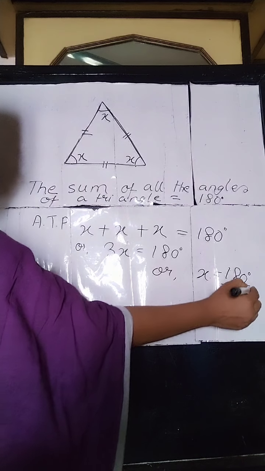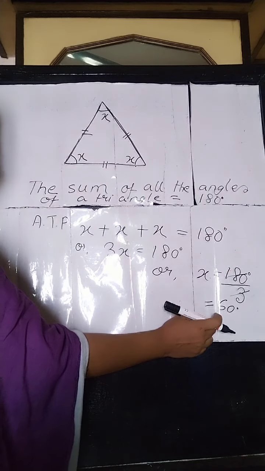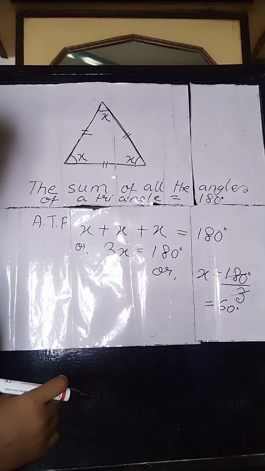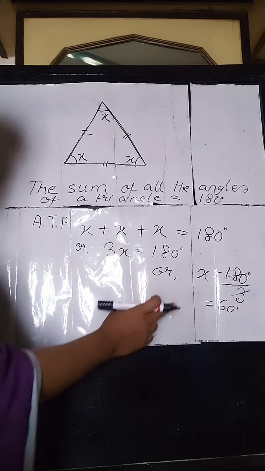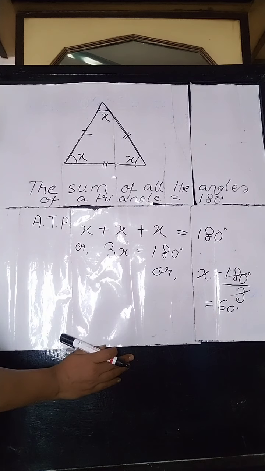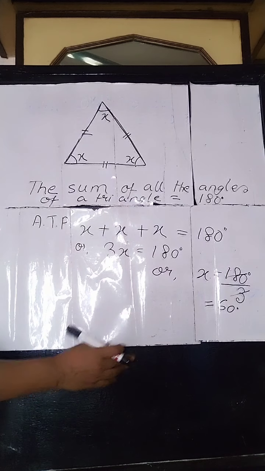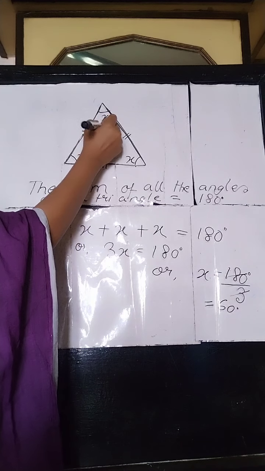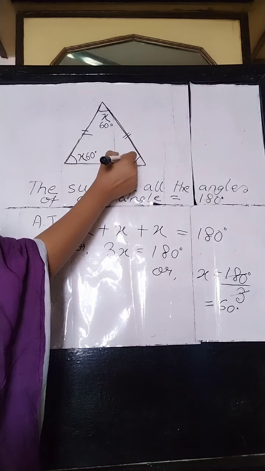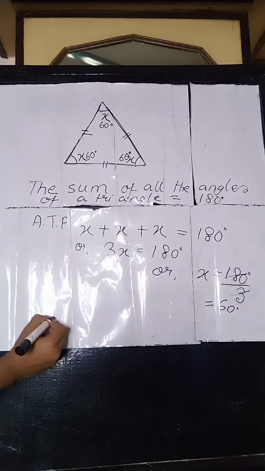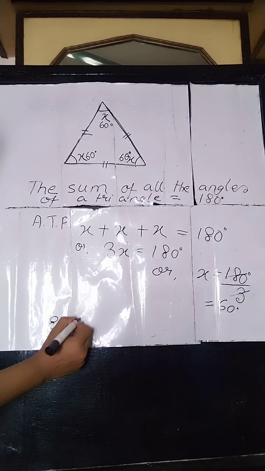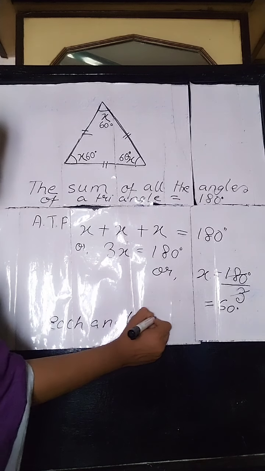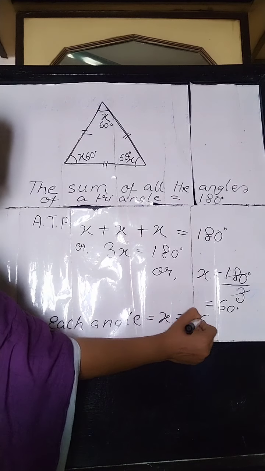If you cancel this, you are going to get 60 degree. So x is equal to 60 degree we are getting. Therefore, each angle value is 60 degree, because all the angles are equal. So each angle of this triangle, which is x, is equal to 60 degree.